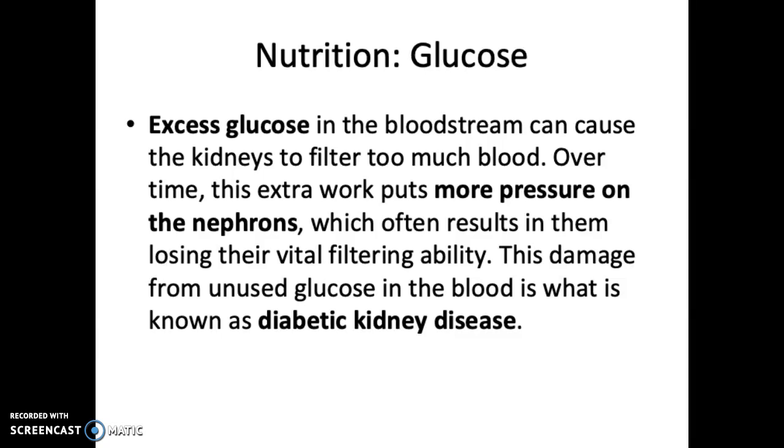Essentially, the excess glucose in the bloodstream can cause the kidneys to filter too much blood, and this basically impacts and does damage the nephrons. We looked at those functional units and how important they are in their filtering ability. This can cause many things, but diabetic kidney disease is one such ramification of the disease state here.